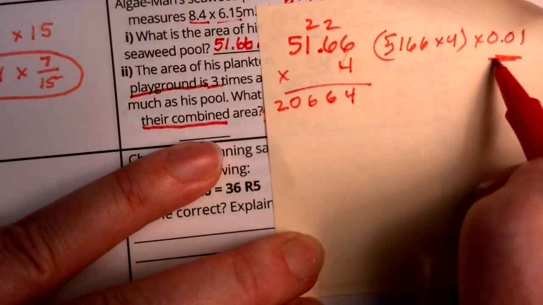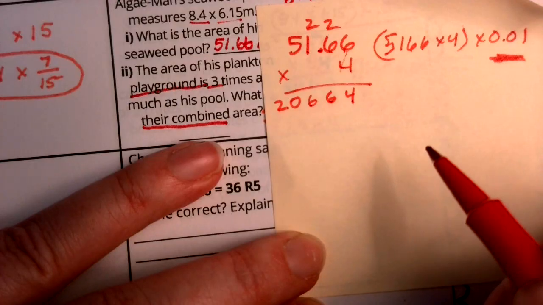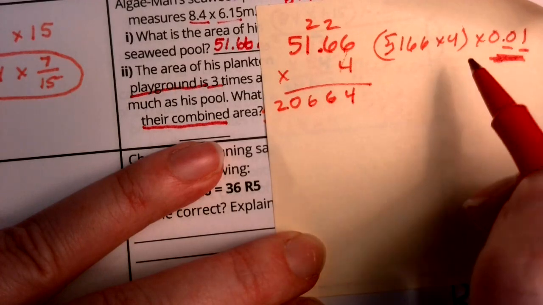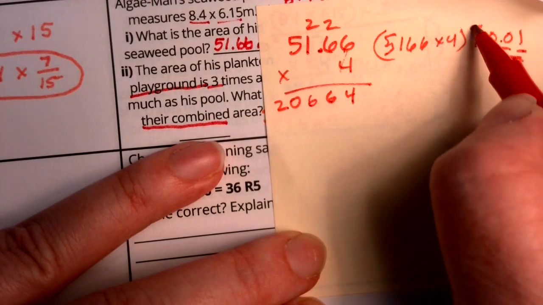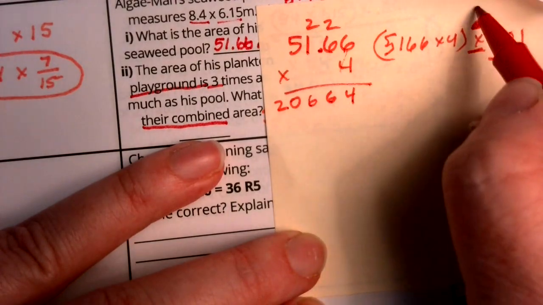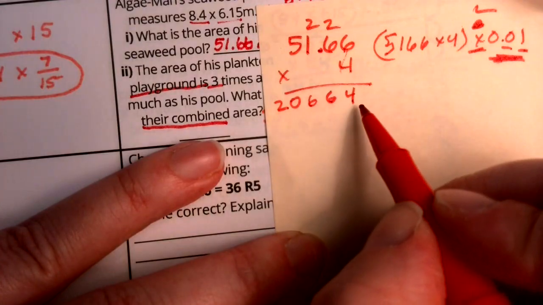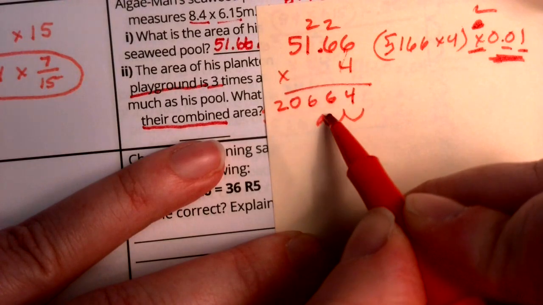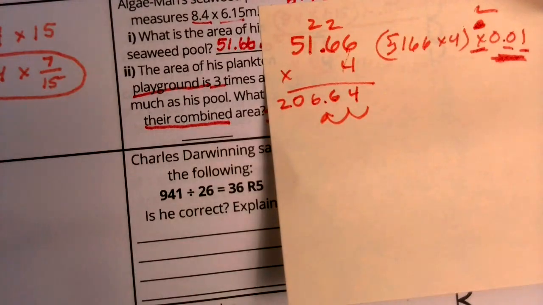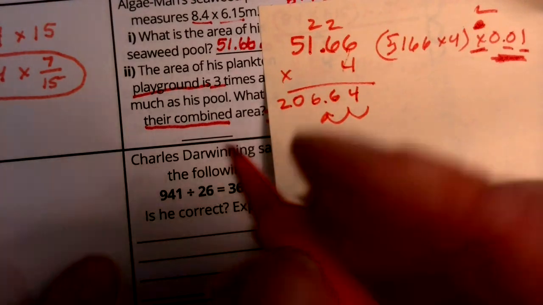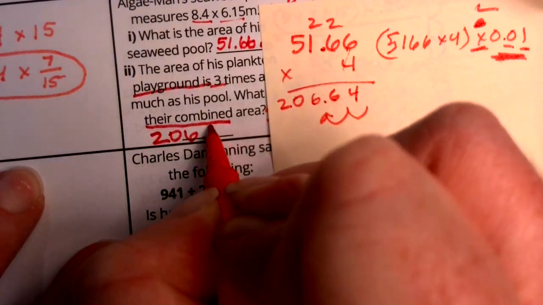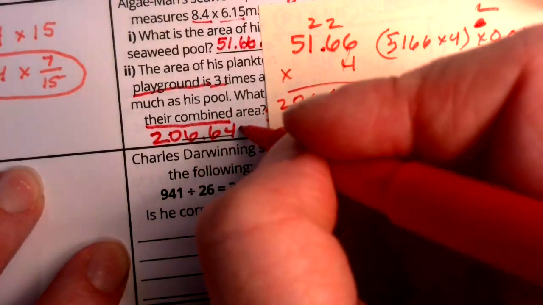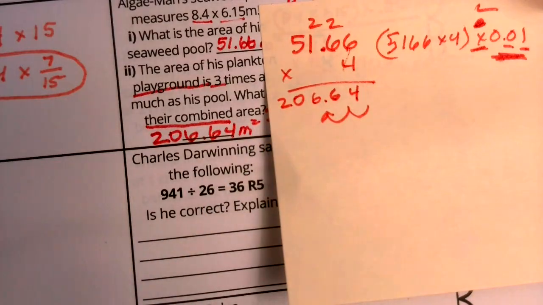Now we have to remember that we're needing to move that decimal point 2 times to the left because here we are going to be multiplying. So we're going to go to the left. We're multiplying by a decimal. So we're going to go 1, 2. I'm going to move my decimal right in there. So what is the combined area? Their combined area is 206 and 64. And this is going to be meters squared because, again, we are reporting an area.